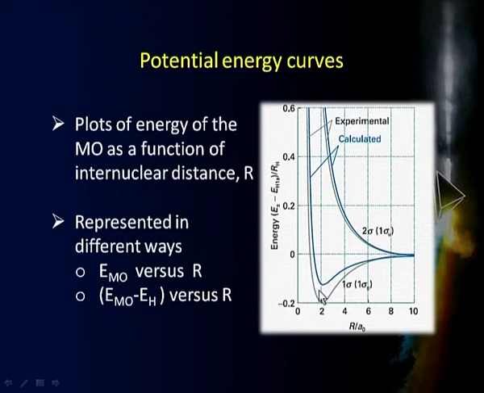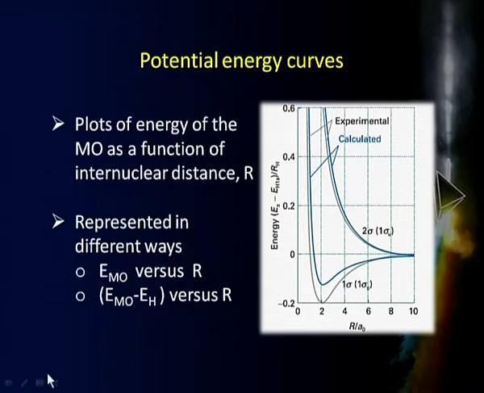Let us understand what exactly they mean to us, and why we have curves of this kind. Let us analyze each one of them. We will spend time on two curves particularly: one is your 1 sigma, one is your 2 sigma. 1 sigma is commonly called the bonding molecular orbital, and this is my anti-bonding molecular orbital. Both of them are sigma.